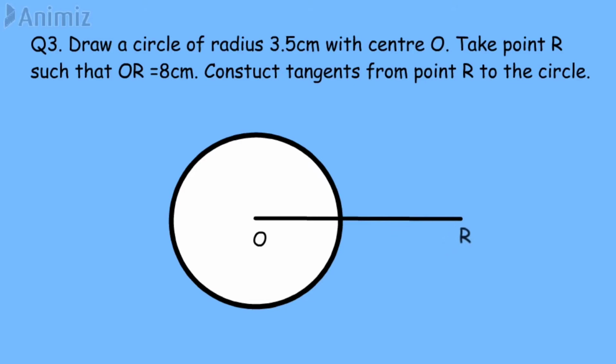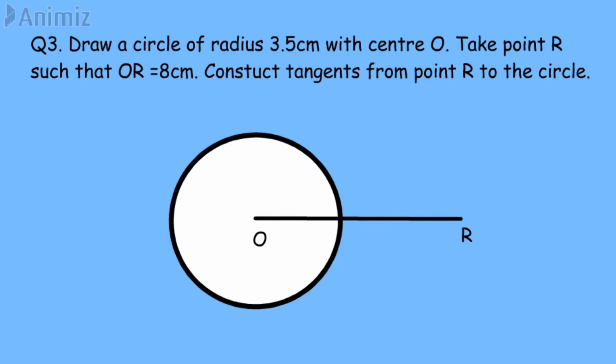Now like the previous sum, you have to draw the perpendicular bisector of OR. Now half of the distance is 4, which is greater than the given radius. When half of the distance is greater than the radius, the perpendicular bisector will intersect OR outside the circle. This thing you have to keep in mind.